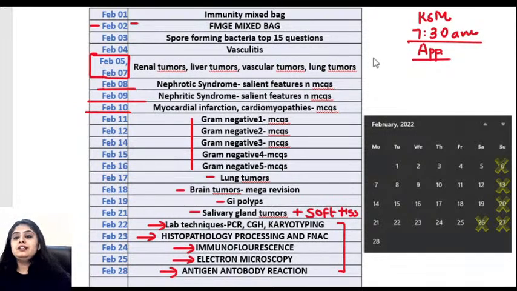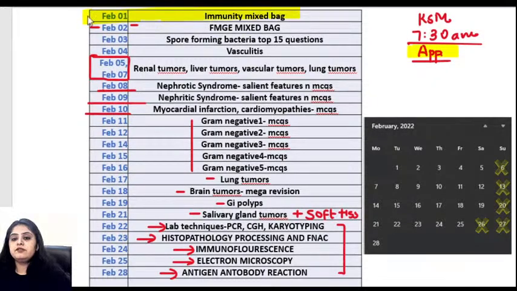Tomorrow morning class, all these classes will be on the Unacademy app, and tomorrow morning the scheduler is in front of you: Immunity mixed bag. We had already done immunodeficiency disorders, and we've already done amyloidosis. Whatever little remains regarding immunity, we'll catch up on in tomorrow's class, morning 7:30.